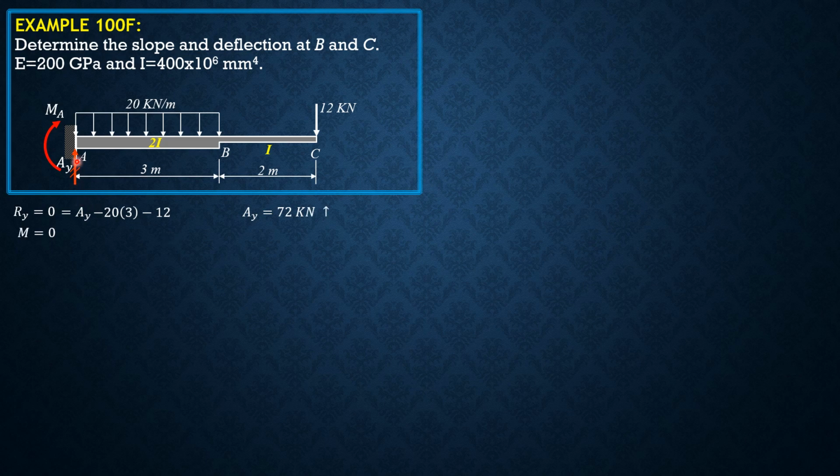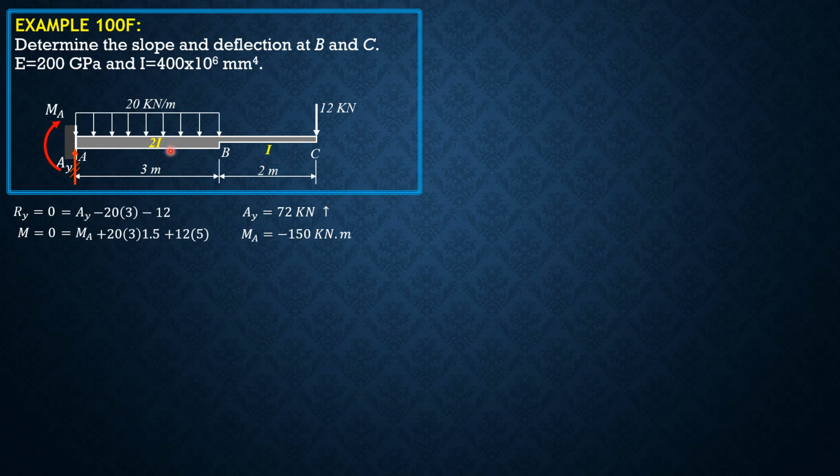Then summation of moment equals 0, clockwise positive as assumed. So 0 equals MA plus 20 times 3 times 1.5 plus 12 times 5. So MA is equal to negative 150 kilonewton meter. Take note that for span AB, the moment of inertia is 2I. For BC, the moment of inertia is I. So there is a discontinuity with respect to the moment of inertia.